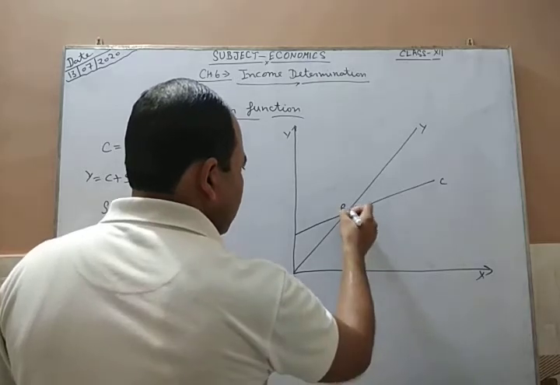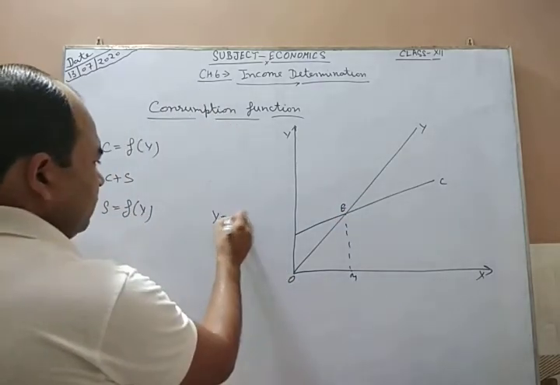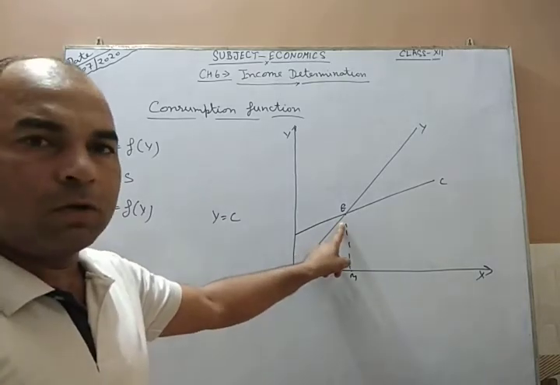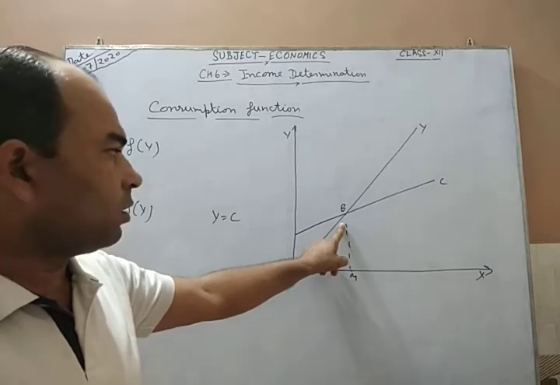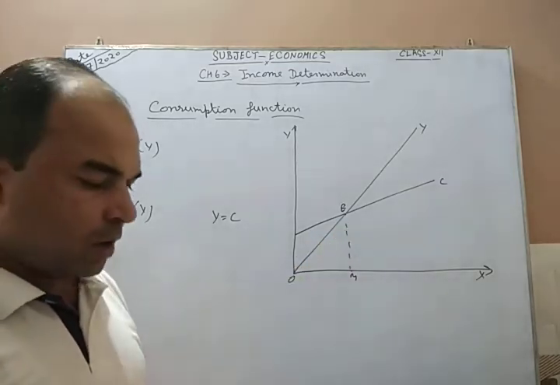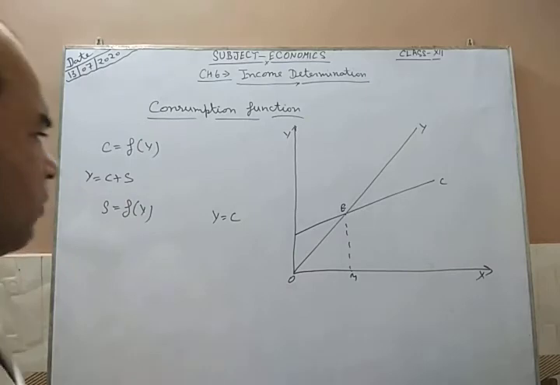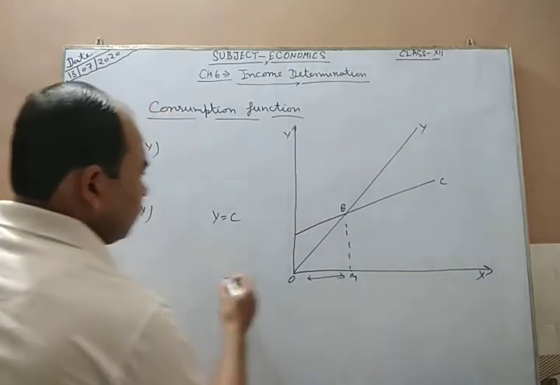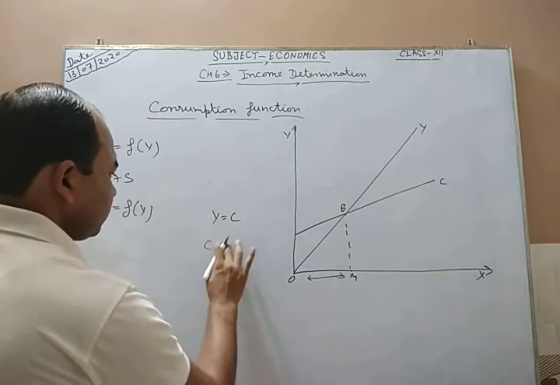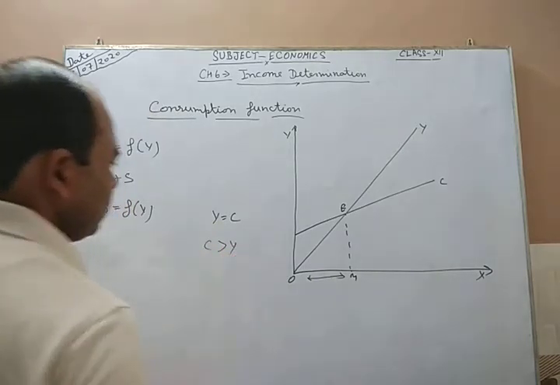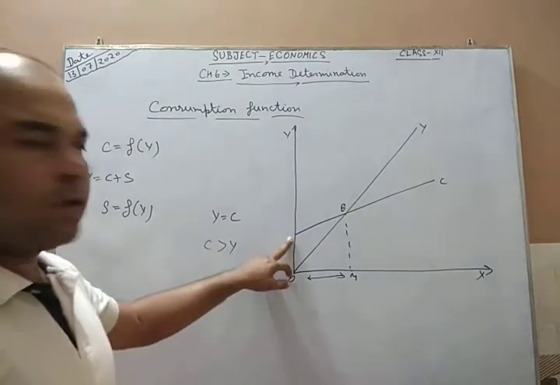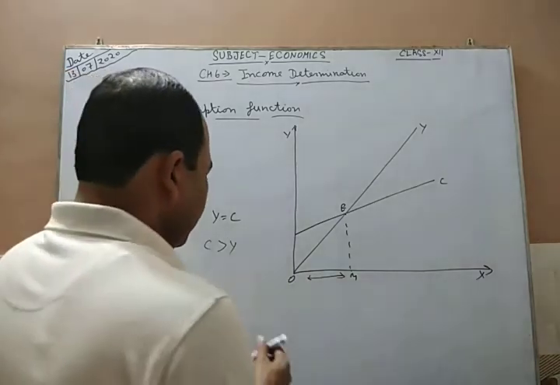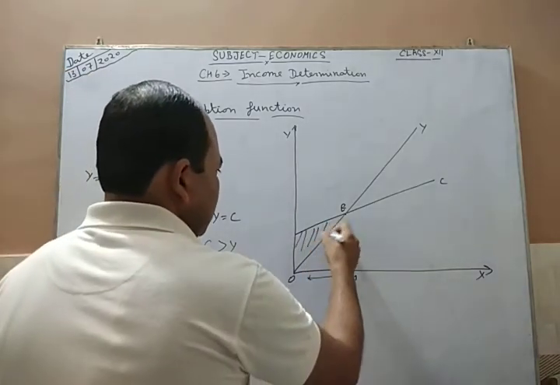Suppose that M is the point of equilibrium, and at point E, Y is equal to C, because at point E consumption equals income, and in this situation saving will become 0. And before point M, in this situation C is greater than Y, meaning our consumption is more than Y. It means we have negative saving. This is dis-saving.